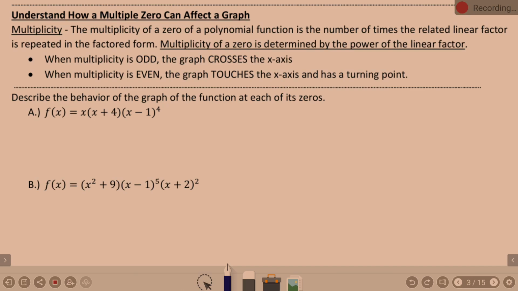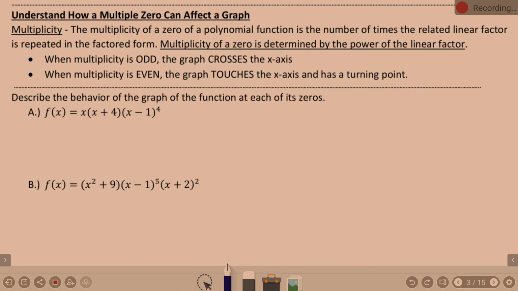multiplicity. The multiplicity of a zero of a polynomial function is the number of times the related linear factor is repeated in the factored form. Multiplicity of a zero is determined by the power of the linear factor. So basically, when you have a zero, it starts off as a factor. How many times is that factor part of the problem? So basically the power on it. That determines what happens at that point on the graph, okay? And so basically the power of the factor is your multiplicity.